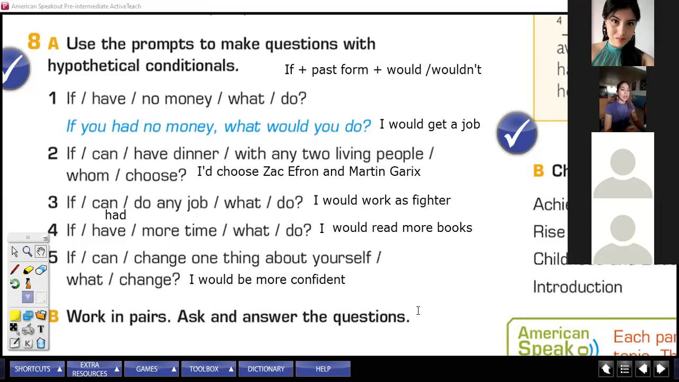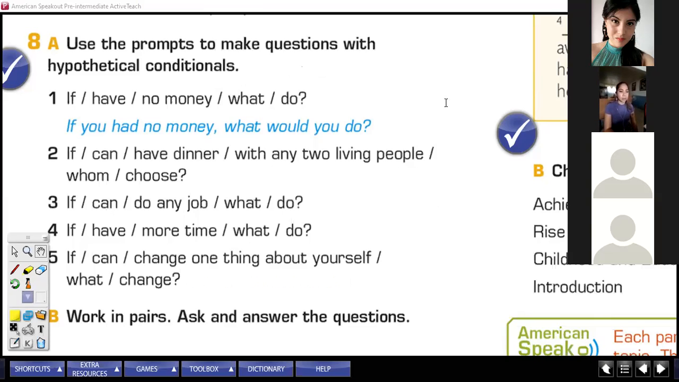Thank you. In this second conditional, we talk about things that are not happening, that are not real, and the things that we suppose that could happen. Okay? But these things aren't real and are not happening. Now, work in pairs and answer the questions. That's what we just did.